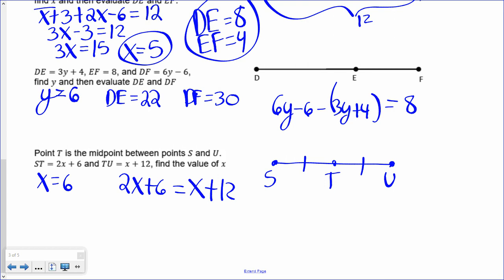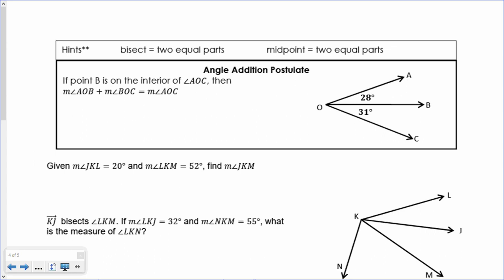So sometimes when you have congruent parts, instead of adding stuff and setting equal to the full length, you would just set the two parts equal to each other. And that was hidden in the question with the context of midpoint. Questions on those two? Okay, if you guys don't stop me, I'm just going to move on.